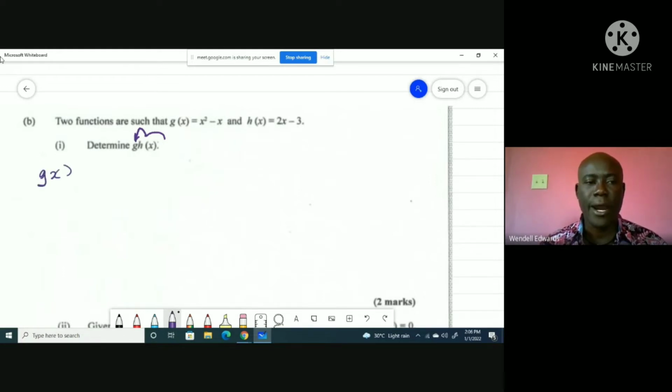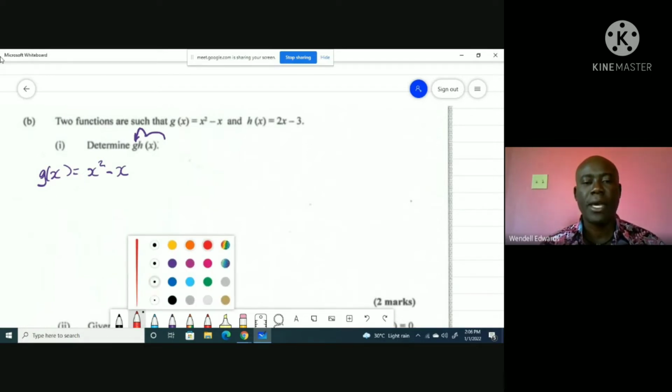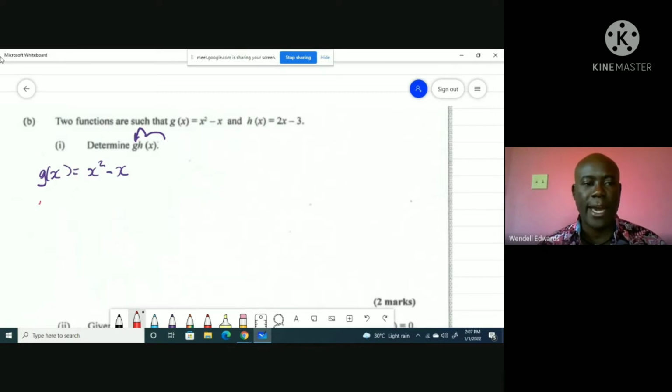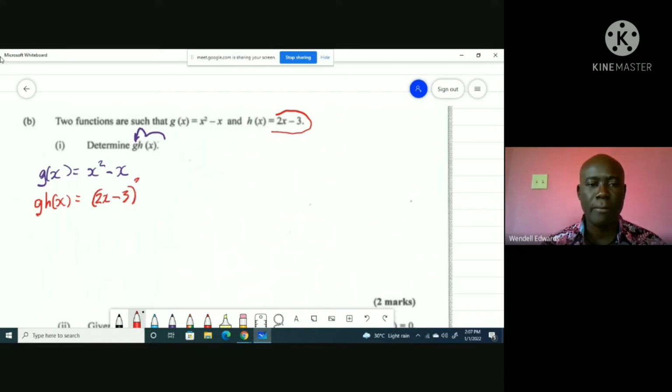G function for a start. So here it is. G of x is equal to x squared minus x. So what I'm going to do here is that I am going to insert the h function in the g function. That means I'm finding g of h of x. Therefore, wherever I have x, I'm going to be plugging in the entire h function. So x squared would have meant 2x minus 3 squared minus, and I'm going to put this in a bracket, 2x minus 3. So this is what we have, allowing the h function to be operated in the g function as an x.